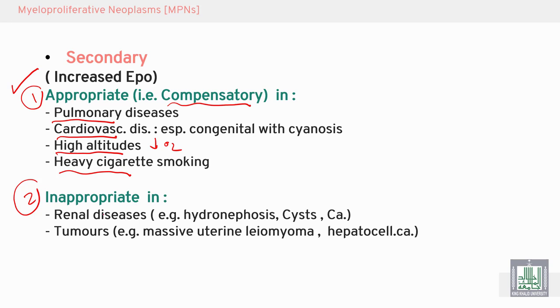Inappropriate means marked increase in the erythropoietin due to renal diseases, cancer, cysts, hydronephrosis, or tumors like massive uterine leiomyoma and hepatocellular carcinoma.